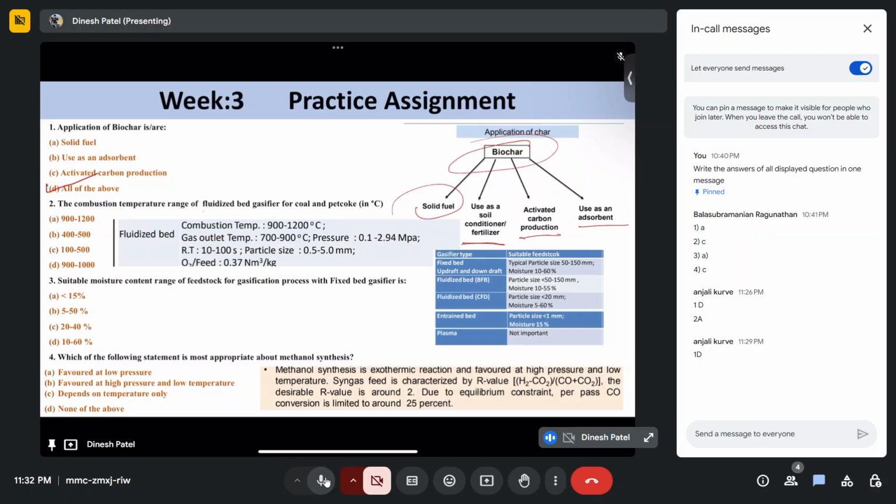Combustion temperature range of fluidized bed gasifier for coal and petcoke. So fluidized bed gasifier combustion temperature is 900 to 1200. Correct answer is A.